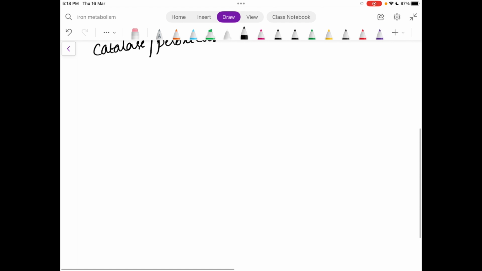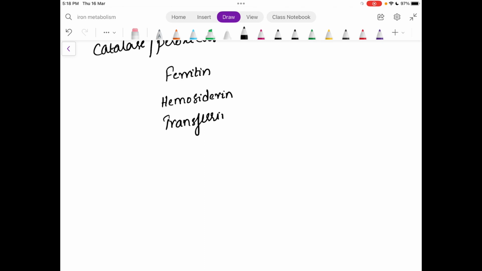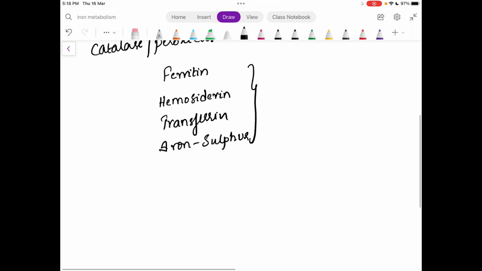Next, we have non-heme compounds. They are ferritin, hemosiderin, transferrin, and iron sulfur clusters. These iron sulfur clusters are seen in biological oxidation. These are called non-heme compounds.